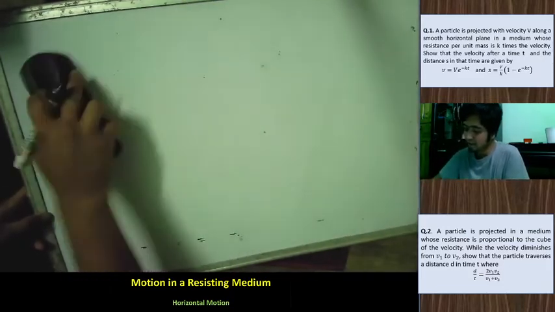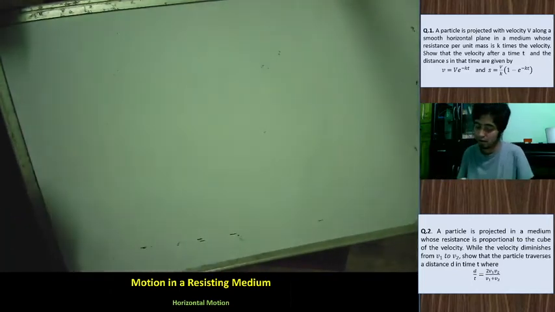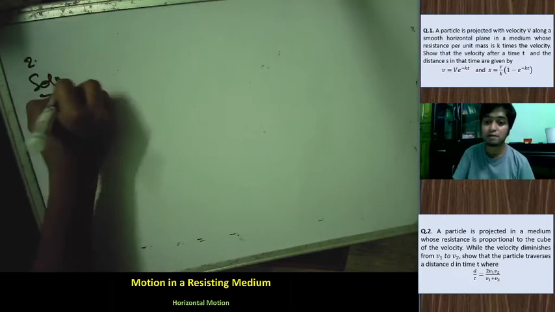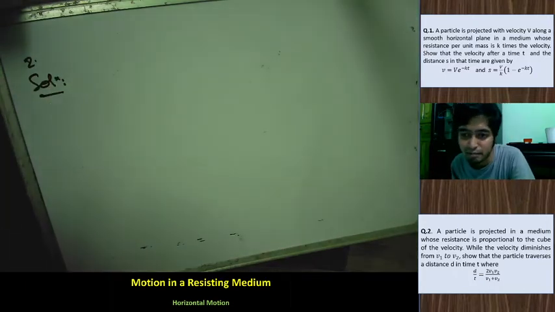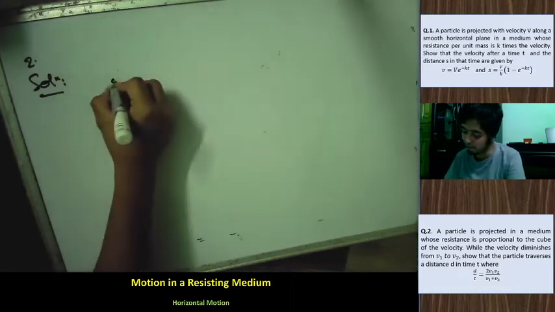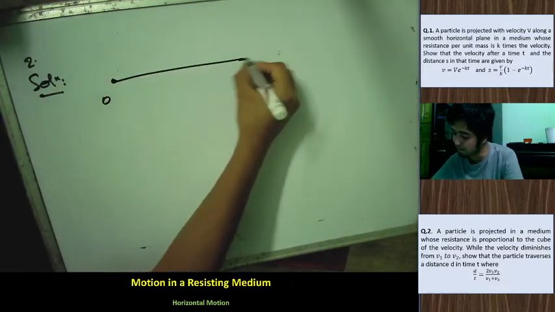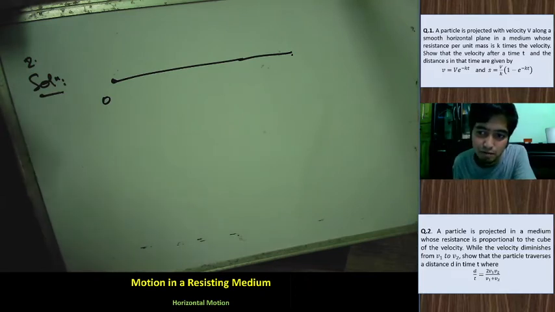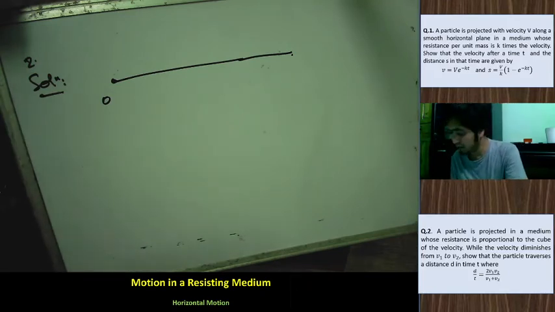Now let us move to question number 2, solution. A particle is projected in a medium whose resistance is proportional to the cube of the velocity. Let me just draw a picture. The resistance per unit mass. Again, I forgot to mention that one in the question; it should be resistance per unit mass.